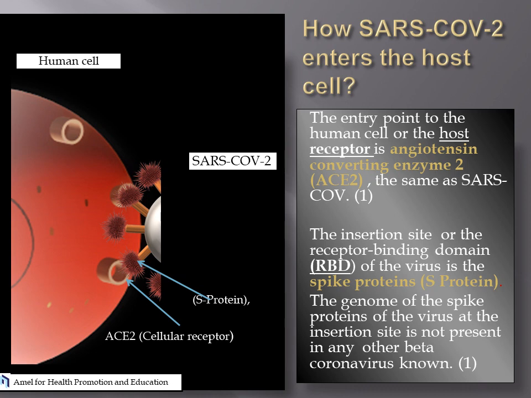While the RBD, or the part of the virus that binds with the receptor, is the S protein or the spike protein of the virus, as you can see in this picture. Interestingly, it was found in some studies that the genome of the spike protein is not present in any other beta coronavirus, none. And this could explain the special characteristics of COVID-19 compared with other coronavirus-related diseases.